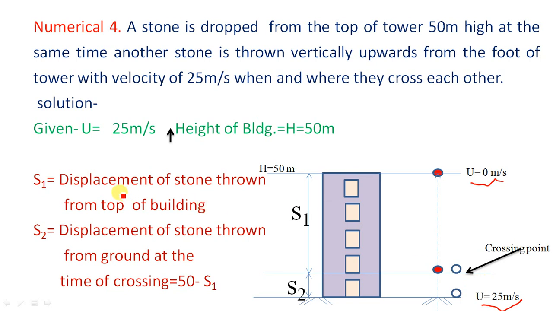So let's say at the time of crossing, s1 is the displacement of the stone thrown from the top of the building, and s2 is the displacement of the stone thrown from the ground at the time of crossing. If the total height of the building is 50, so what is s2? Can we say that s2 is 50 minus s1? Yes, definitely. If total is 50, and from that we deduct this s1, the remaining height is 50 minus s1.